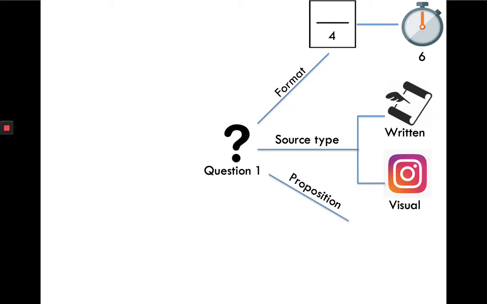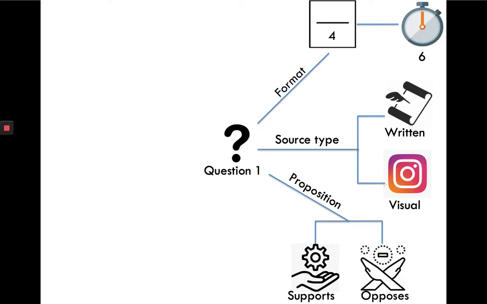Now, that source, and then the question, will have a proposition. So does the written or visual source do one of 2 things? It could either be supporting the tail of the question, the topic, or it will be opposing it. This will make more sense when you see how the questions look. But be considering the fact that the source they've chosen will clearly be doing one of those things, either supporting something or opposing it.